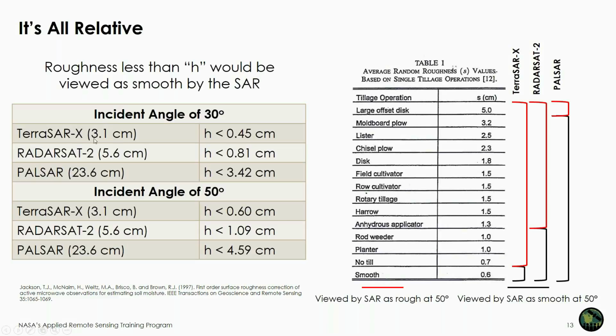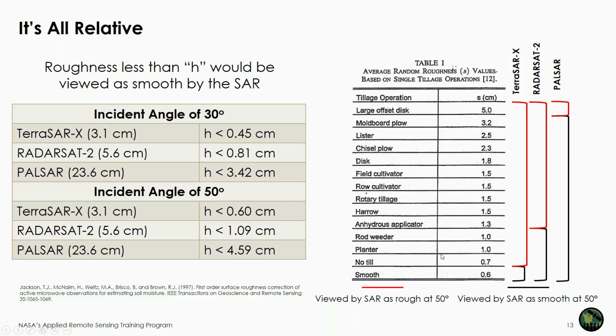So you see, for example, in TerraSAR-X, it doesn't take a great deal of roughness for that sensor to see that surface as being quite smooth. So you can see in this particular example how incidence angle and frequency make this impact of roughness on radar return quite relative.